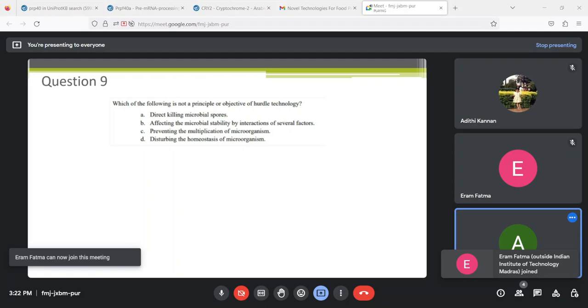Which of the following is not a principle or objective of hurdle technology? A, direct killing of microbial spores. B, affecting the microbial stability by interaction of several factors. C, preventing the multiplication of microorganisms. And D, disturbing the homeostasis of microorganisms. So which one of these is not a principle or objective of hurdle technology?